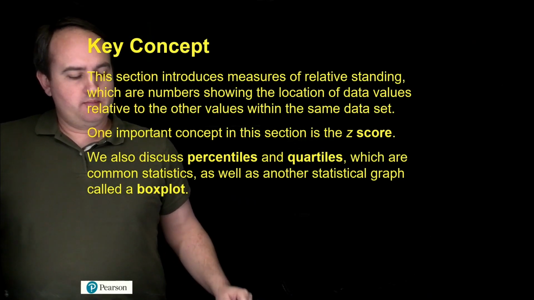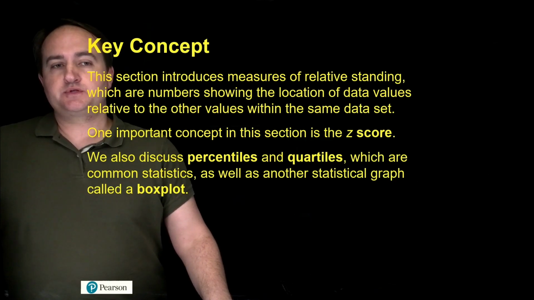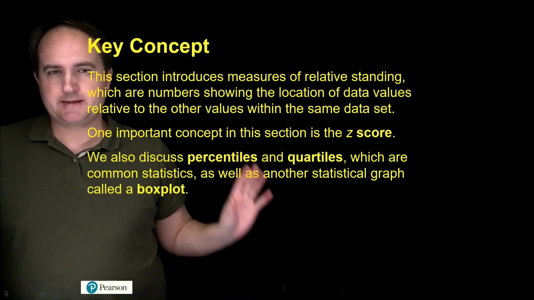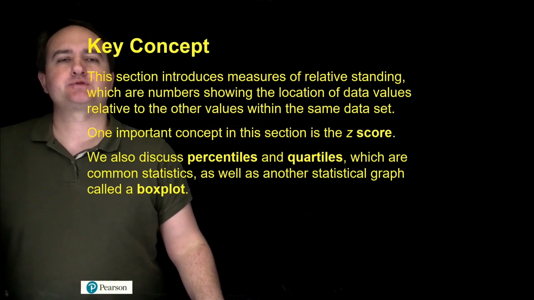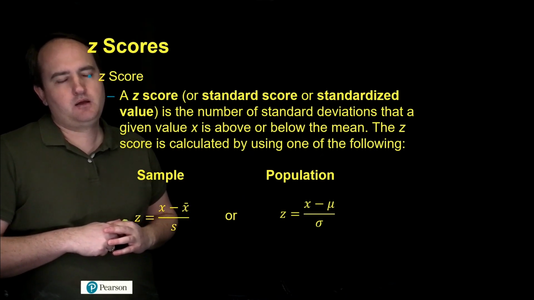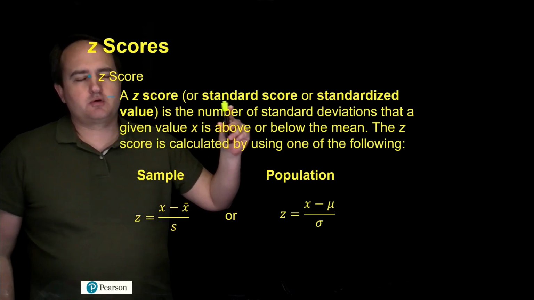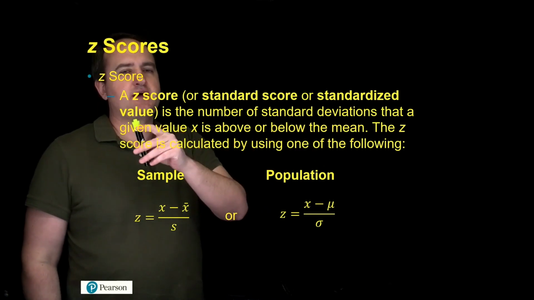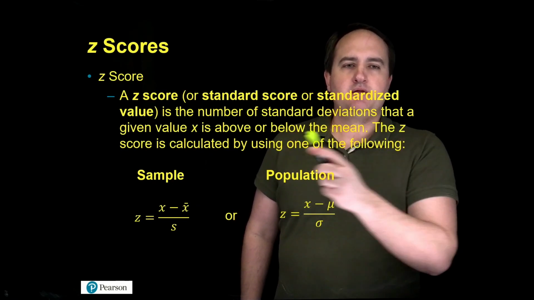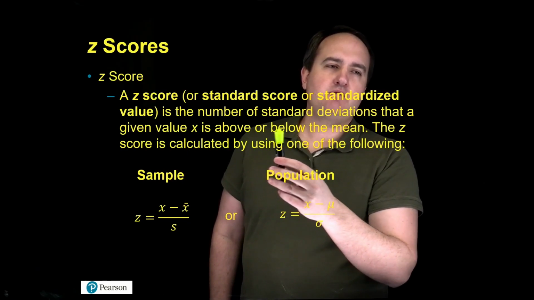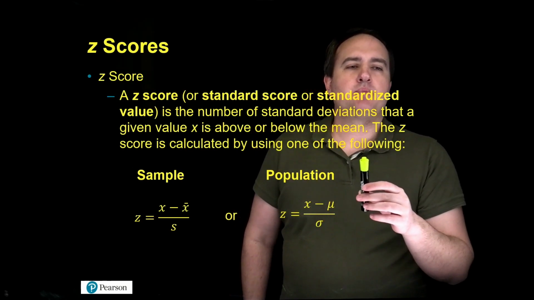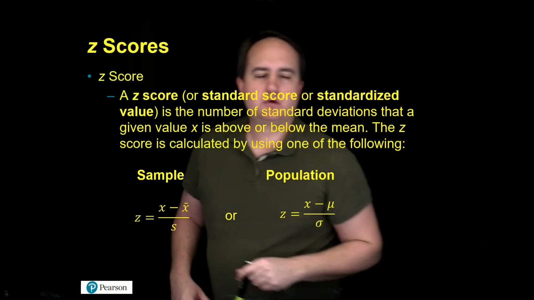Okay, but we're going to start with z-scores, which is probably the most important concept in this section. So we're going to learn that first. So what are z-scores and why are they so important? Well, a z-score or standard score or standardized value is the number of standard deviations that a given value x is above or below the mean. The z-score is calculated by using one of the following formulas.